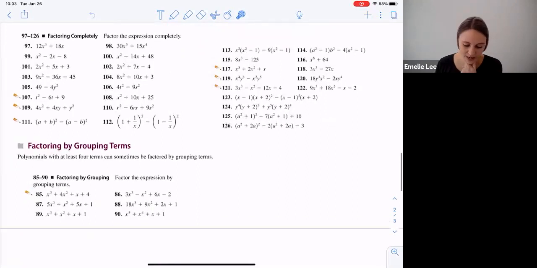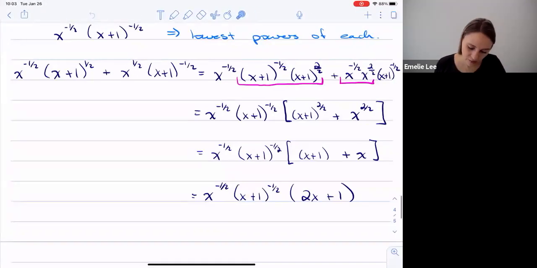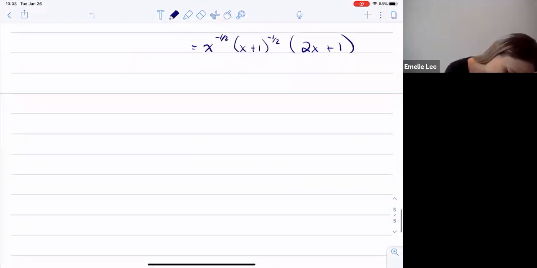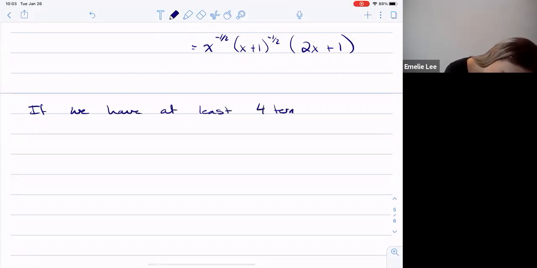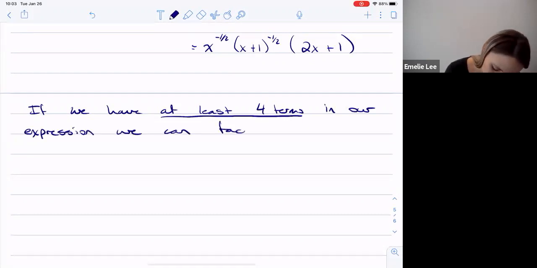So another way that we can factor is, sometimes if you have at least 4 terms, you can factor by grouping terms. Now, I'll show you what that means, but I'll just write it down here. So if we have at least 4 terms in our expression, we can factor by grouping terms.